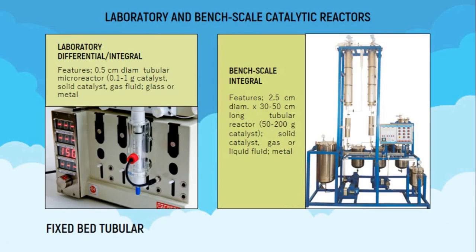Okay, as I explained earlier, there are four sizes of catalytic reactor. Now I will explain more detail about the classes that exist in the laboratory and bench scale reactor. The first class is fixed bed tubular. We have laboratory differential or integral, which is this kind of reactor is used in the study of reaction, and also bench scale integral, which we can change the thermodynamic state throughout the reactor. And here is the features of the respective reactor.